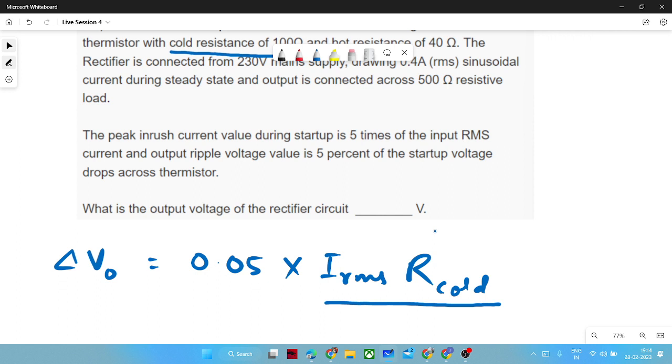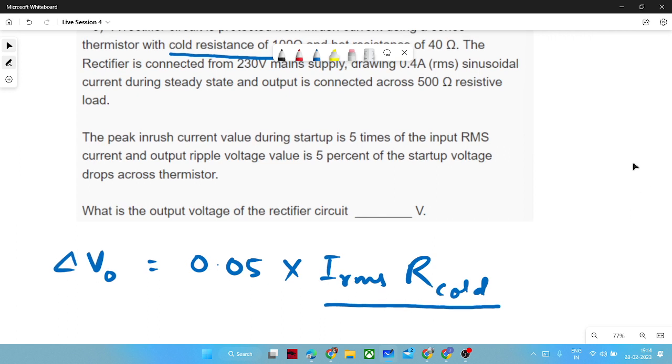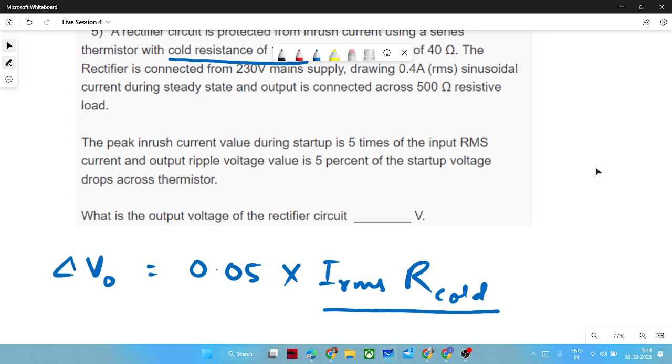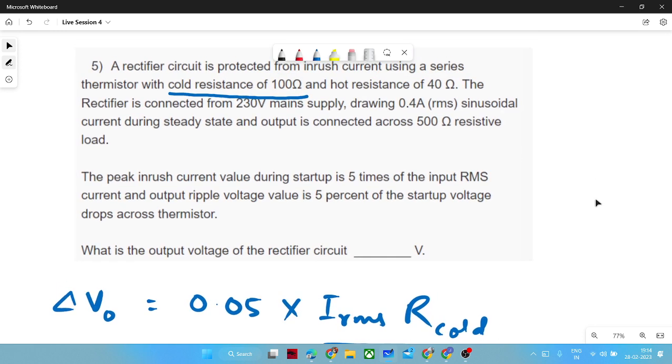You got the thing, Sanjay? Yeah, I think so. Let me check, that's what it states. Anyone with any other doubt in this problem?